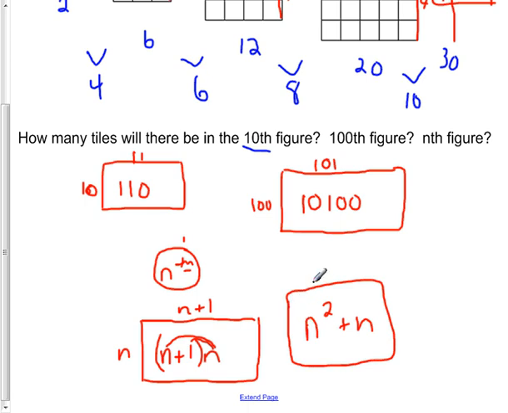And if we check that out, let's say the 4th figure, 4 squared plus 4 is 16 plus 4, that's 20. And on the 4th figure, it was 20. All right, so that's the first one. That one was kind of an introductory one.